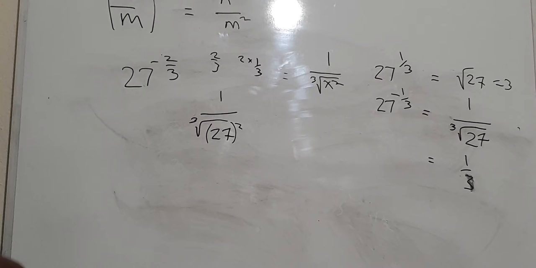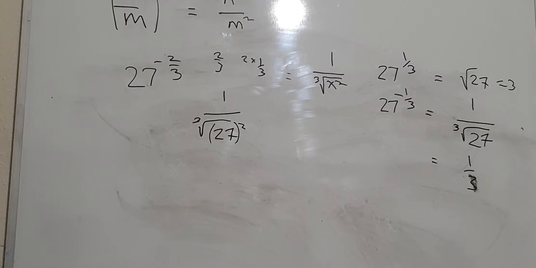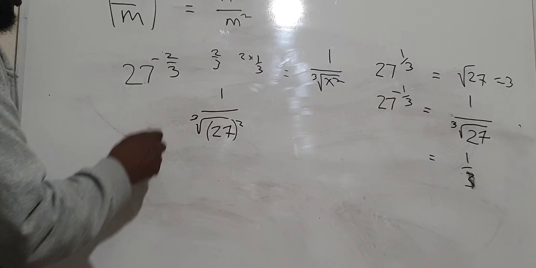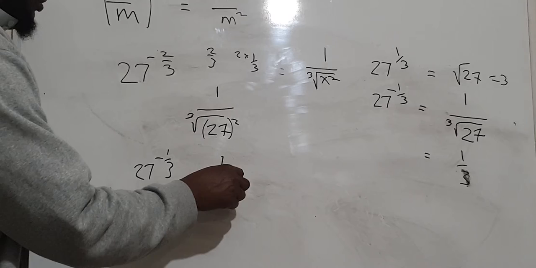I don't know how simple I can put this. Because some people, they don't analyze it. They tell you, okay, 27 to the power minus 1 third means 1 over cube root of 27. Directly like that. So you have to figure out how it happens.